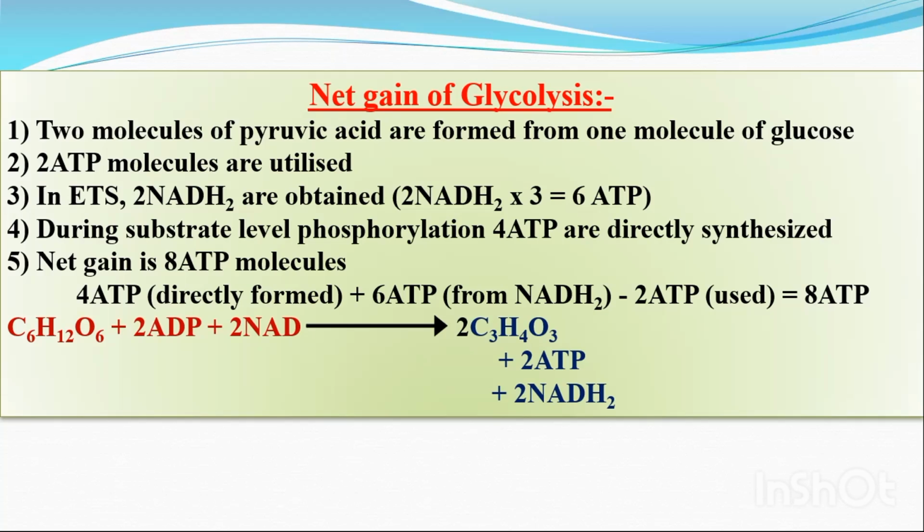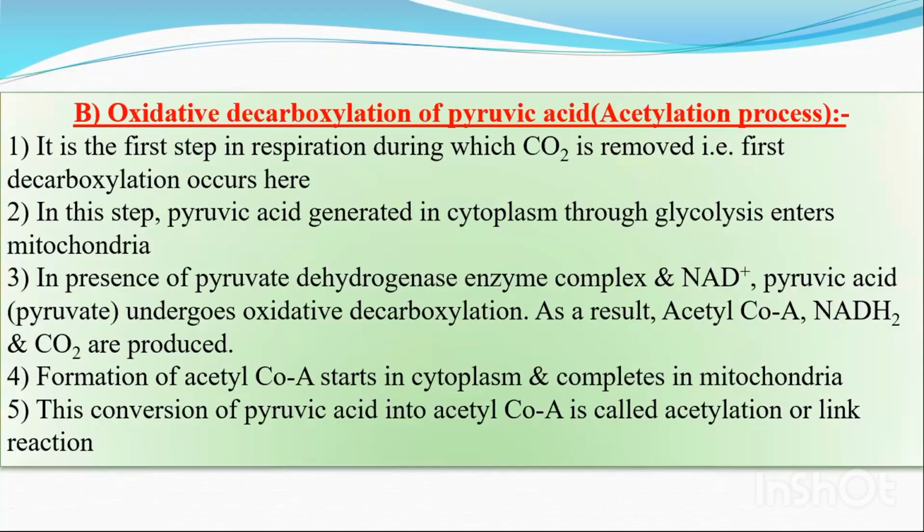And the general chemical equation for glycolysis: C6H12O6, that is nothing but glucose, right? And 2 ADP are used, and as 2 ADPs are used, they will be converted to ATP, and 2 NADPH2 are produced from 2 NAD. So the general equation: C6H12O6 glucose, 2 ADP and 2 NAD are required, and they are converted to 2 molecules of C3H4O3, which is nothing but pyruvic acid, and 2 ATP along with 2 NADH2 are produced.